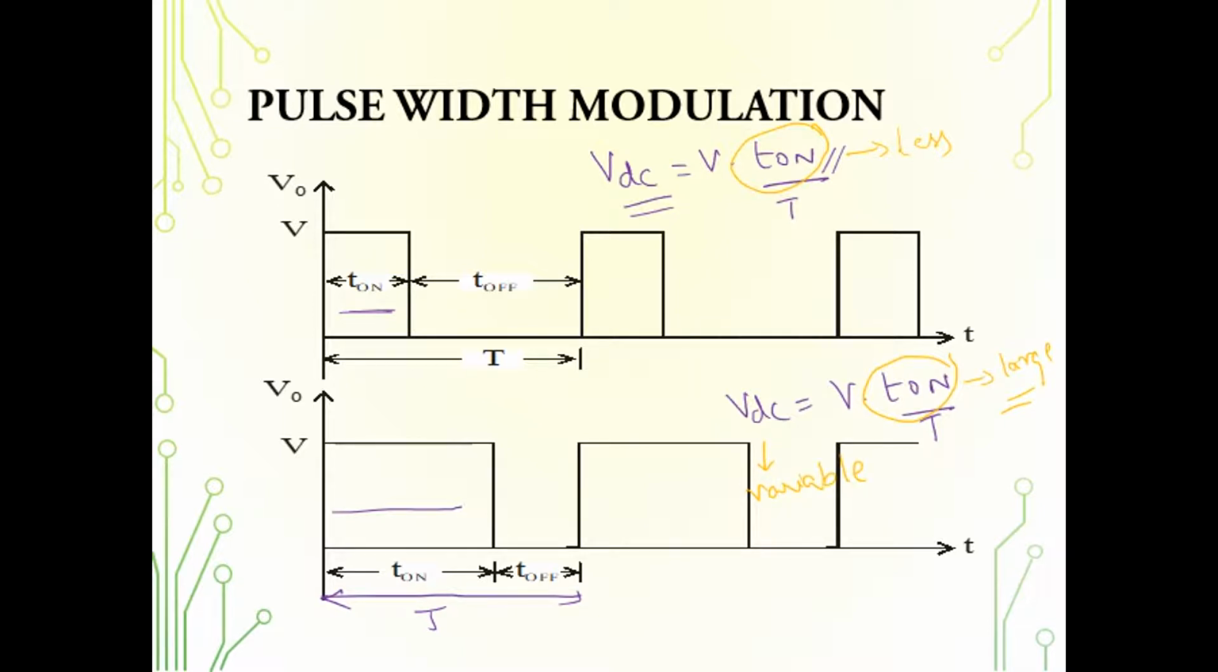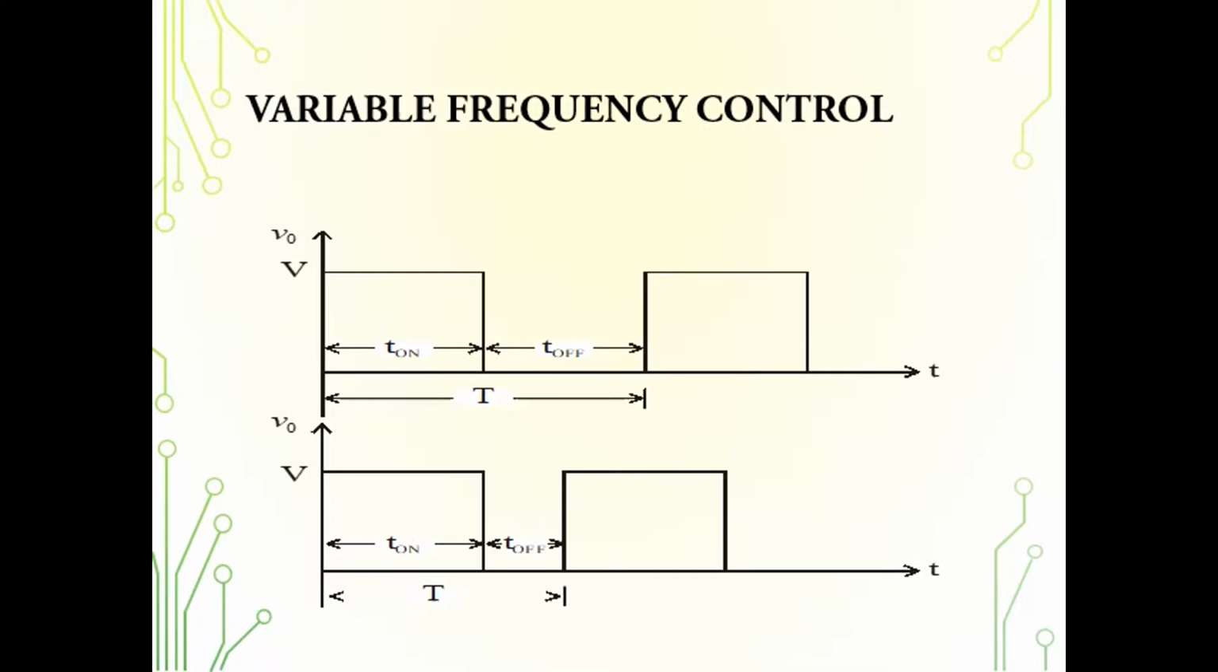So in pulse width modulation control, we vary the on and off period of the thyristor which is going to conduct, and we keep the total time period T fixed. This pulse width modulation is also called constant frequency. Why is it called constant frequency? Because our time period T is fixed, so obviously the frequency, which is 1 by T, is also fixed. So, constant frequency operation.